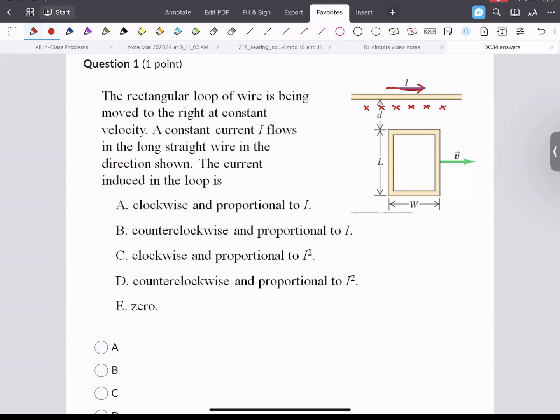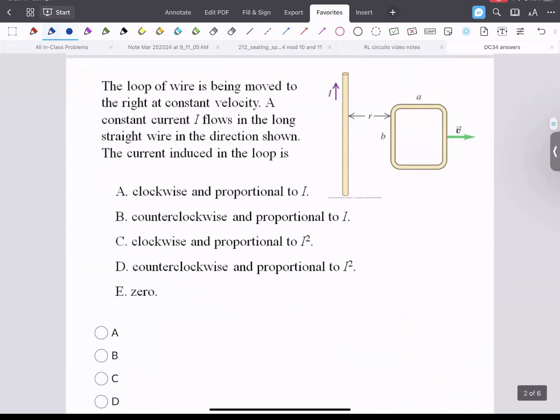And remember that the magnetic field is essentially cylindrically symmetric around that wire. So if you have this scenario with an into-the-page magnetic field, as you move this loop, ask yourself, is the magnetic flux through the loop changing? And if it's not changing, what does that tell you about the induced current?